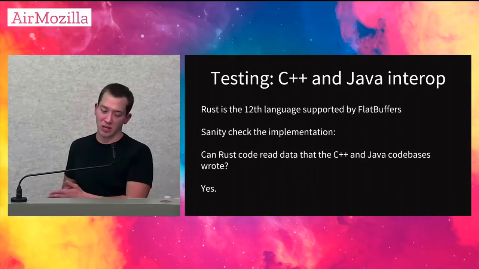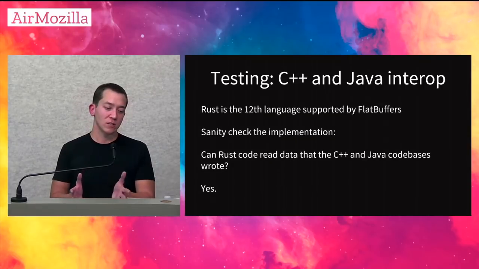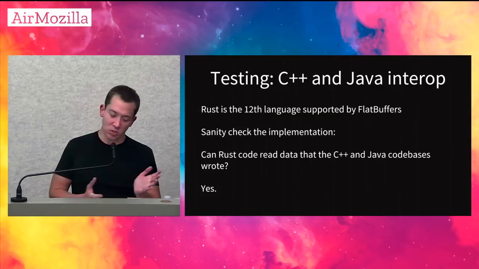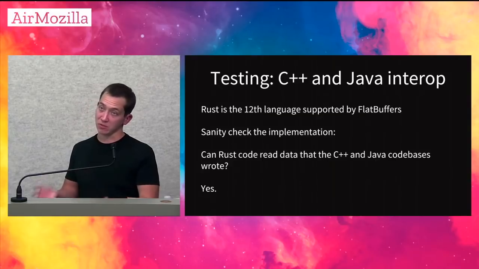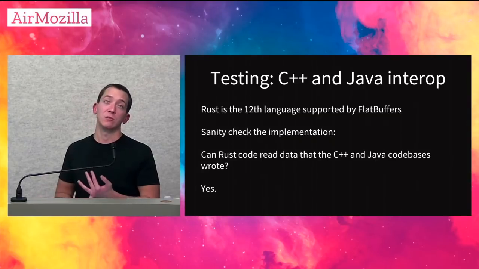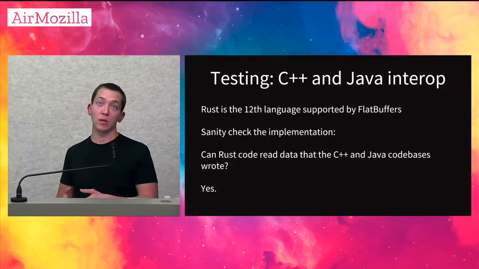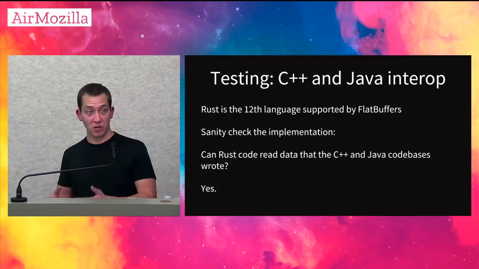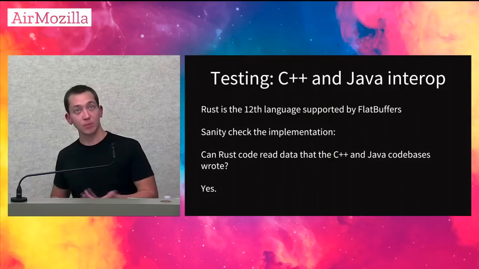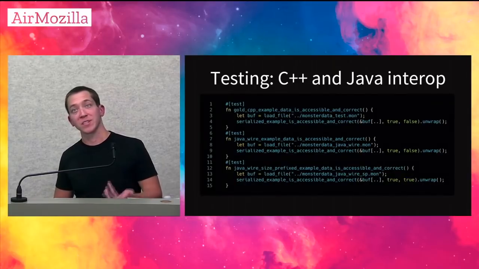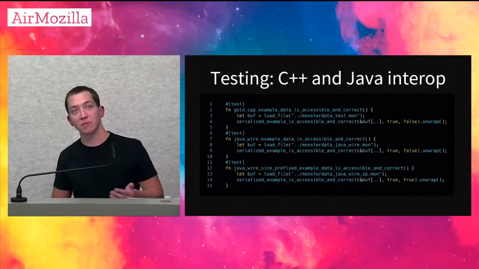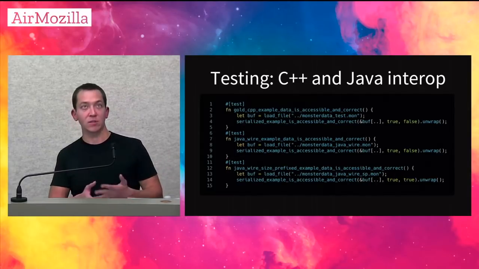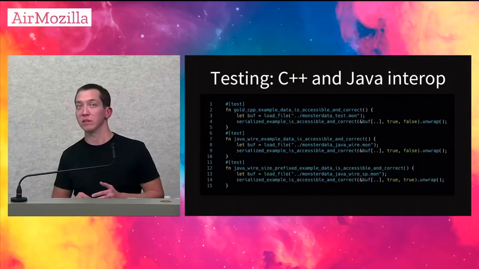Testing C++ and Java. So Rust is the 12th language to be ported to Flatbuffers, so we wanted to make sure we comply with the things that came before us. So we could agree with the format in theory, but we also needed to agree with it in practice. And so some of the tests in the test suite will load C++ and Java generated data and check that they can read it. So here's an example from the test suite. You can see on lines 2, 7, and 12, we just have these different checks for C++ and Java in a couple of different situations.